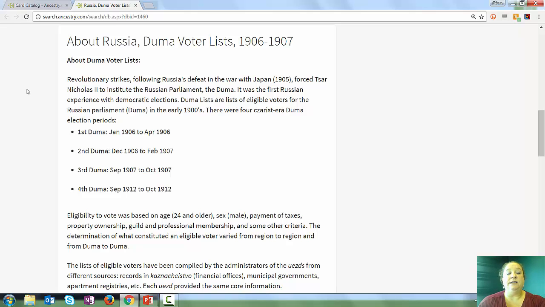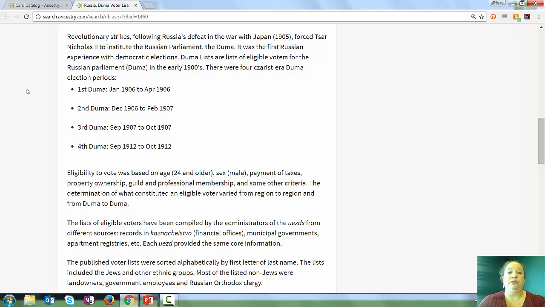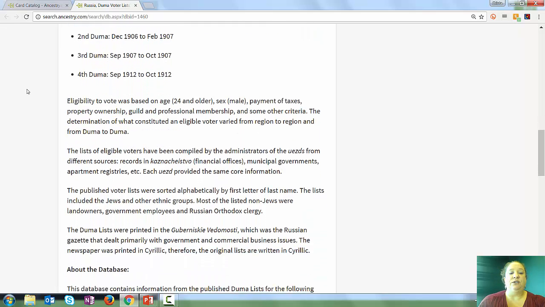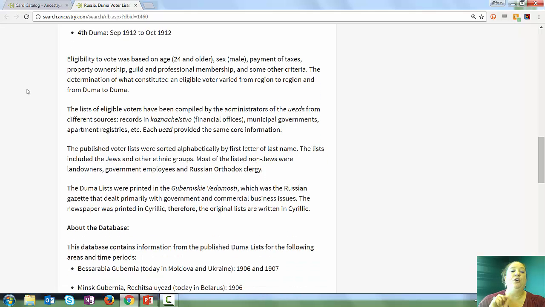In this case, the Russian Duma lists were created because the Tsar was, well, he was forced to, but he was creating a parliament called the Duma. And so this is Russia's first opportunity for a democratic election. And if you scroll down, it will give you information about who was eligible to vote in that particular election.